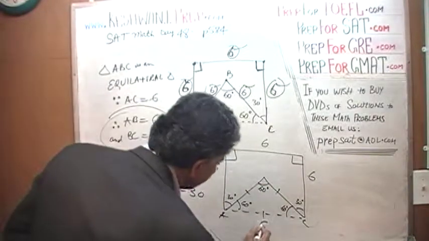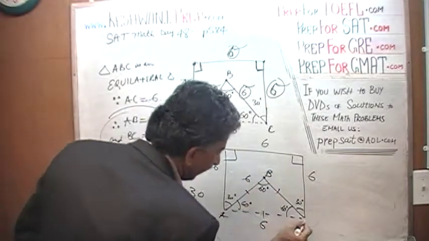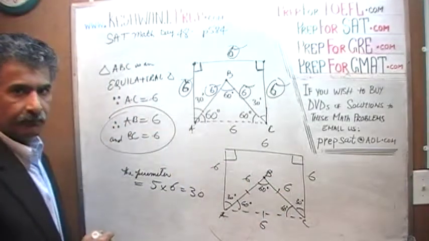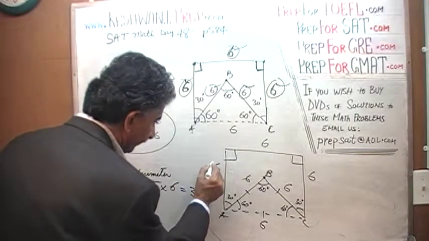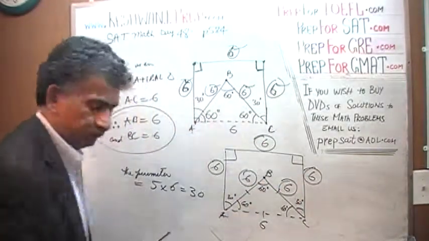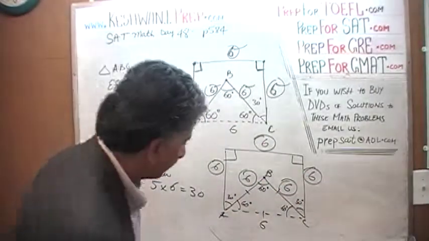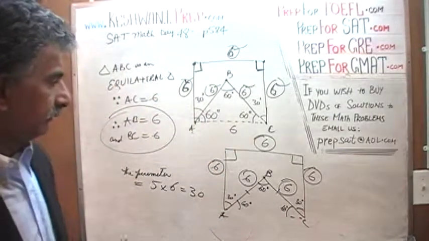So A to C is 6, which means A to B must be 6, and B to C must be 6. Therefore, the perimeter of the picture that is given to us are these 5 6's. 1, 2, 3, 4, and 5. Because of course, the bottom part is not part of the perimeter. This is not part of the perimeter. That's it. It's 6 times 5.